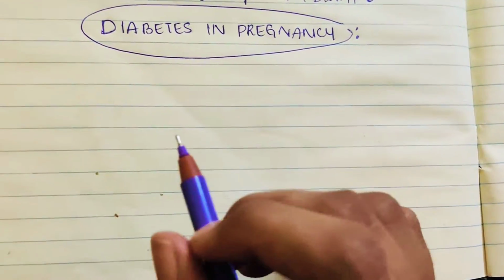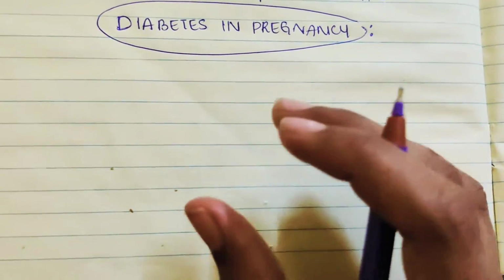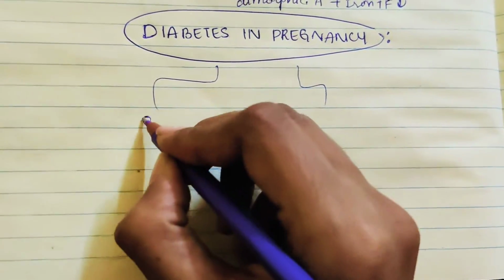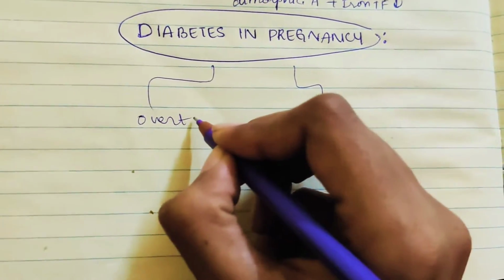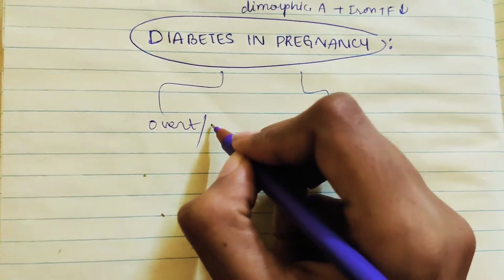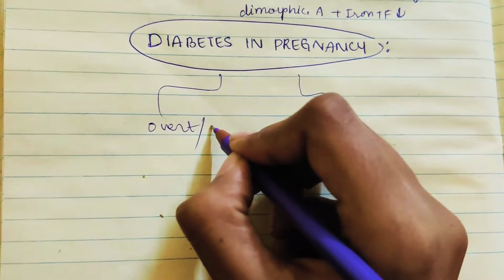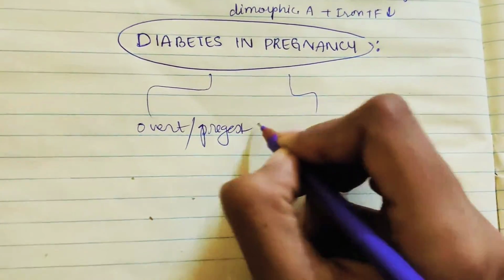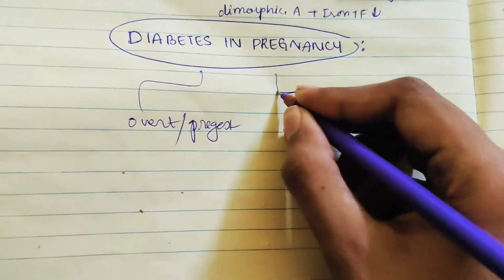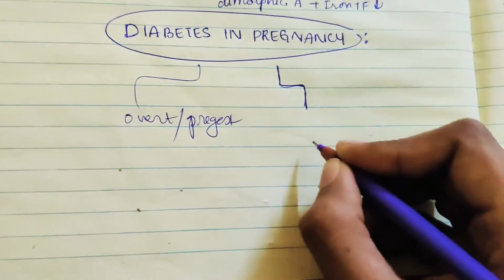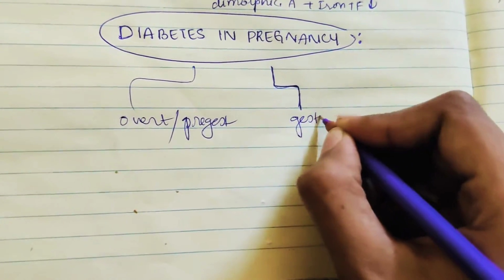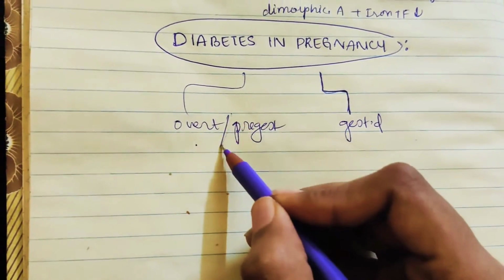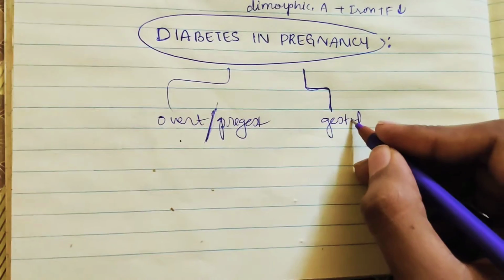In this video, we are going to discuss mainly diabetes in pregnancy. Diabetes in pregnancy is divided into two types. That is the patient who is already having diabetes before pregnancy, which is called overt type, or also called pre-gestational diabetes. And there is another type of patient who is having diabetes only during pregnancy. That is called gestational diabetes. So there is overt diabetes or pre-gestational diabetes, and there is gestational diabetes.